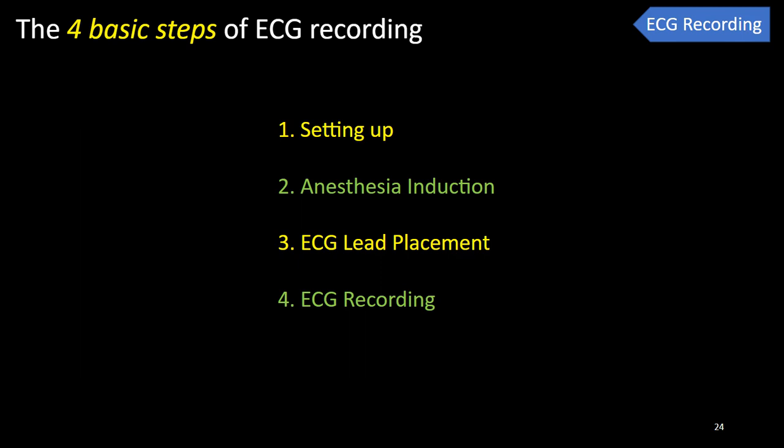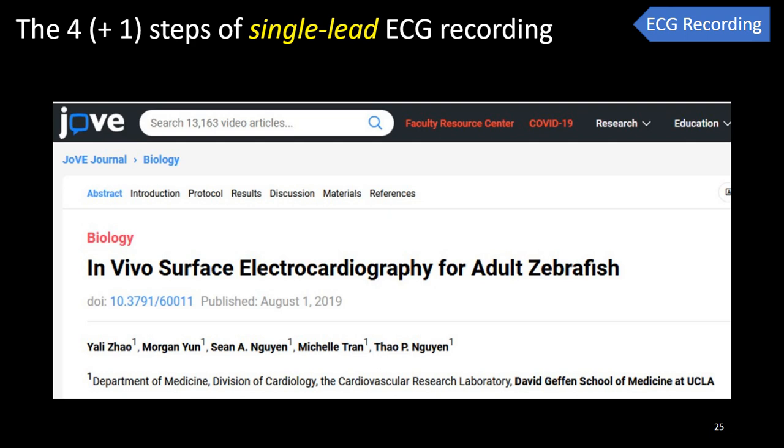So you can see that lead placement is an absolutely critical point to keep in mind as we learn the 4 basic steps of ECG recording. These 4 steps include, in chronological order, first, setting up fish and equipment; second, anesthesia induction; third, ECG lead placement; and lastly, ECG recording. In the interest of time, we won't discuss survival protocol in which we need to allow fish to recover from anesthesia, nor will we discuss ECG recording for longer than 20 minutes, for which we need to provide fish with anesthesia maintenance in addition to ample hydration and oxygenation.